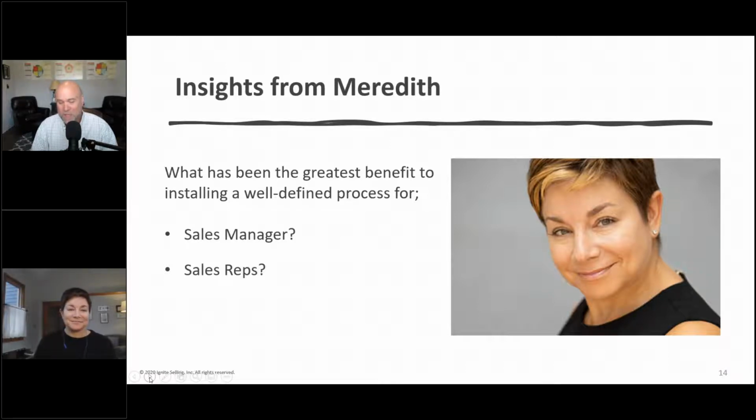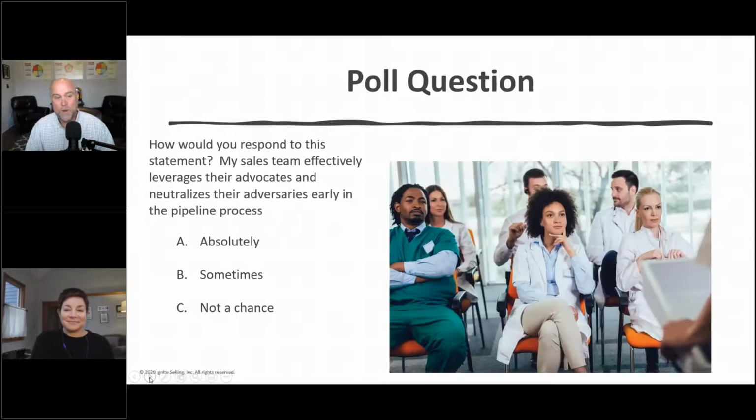Absolutely. So as we move on, let's do another poll question here. We're going to switch topics on you. This poll question says, how would you respond to this statement?